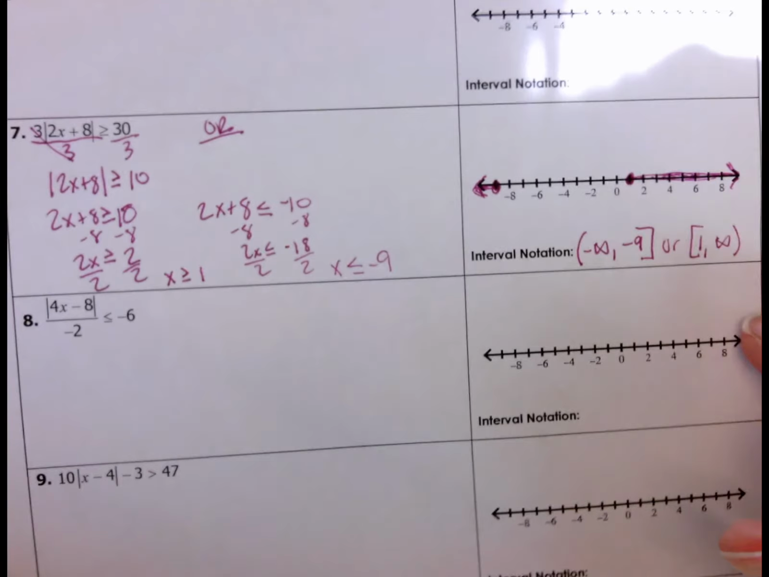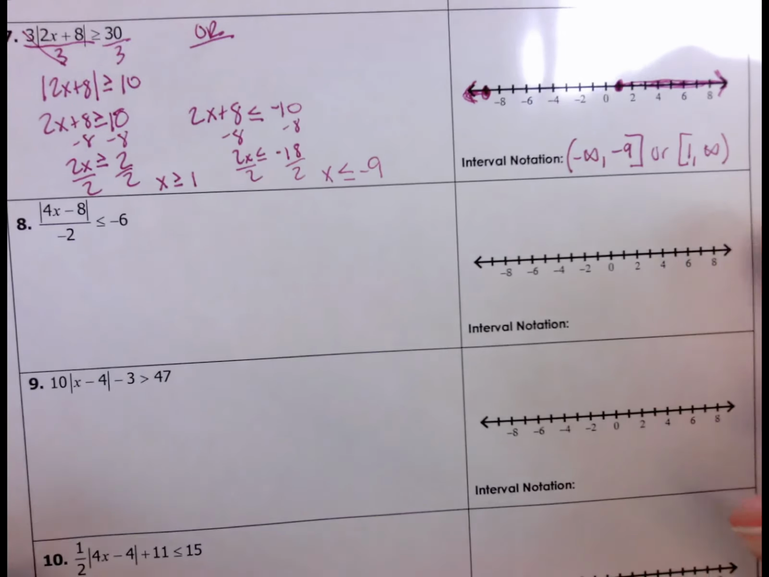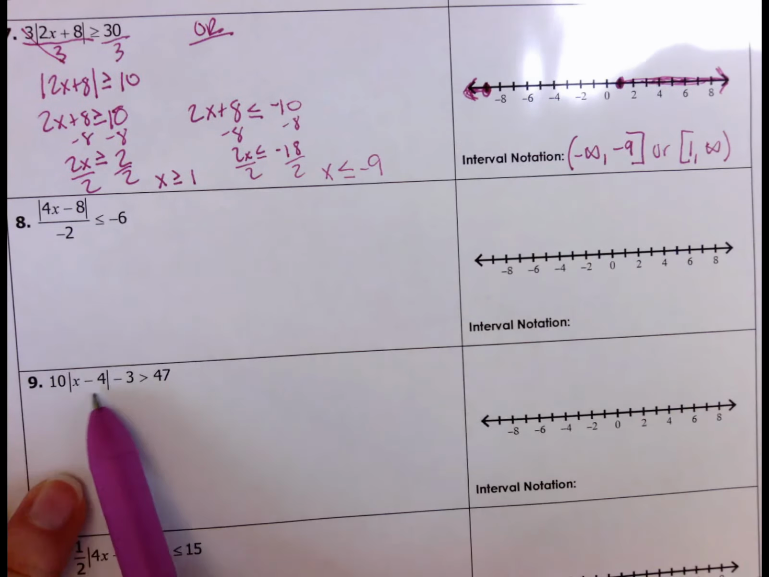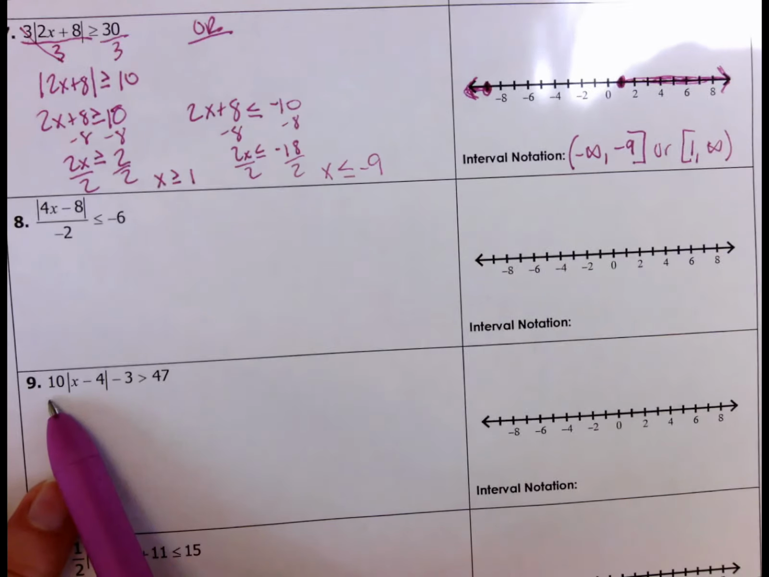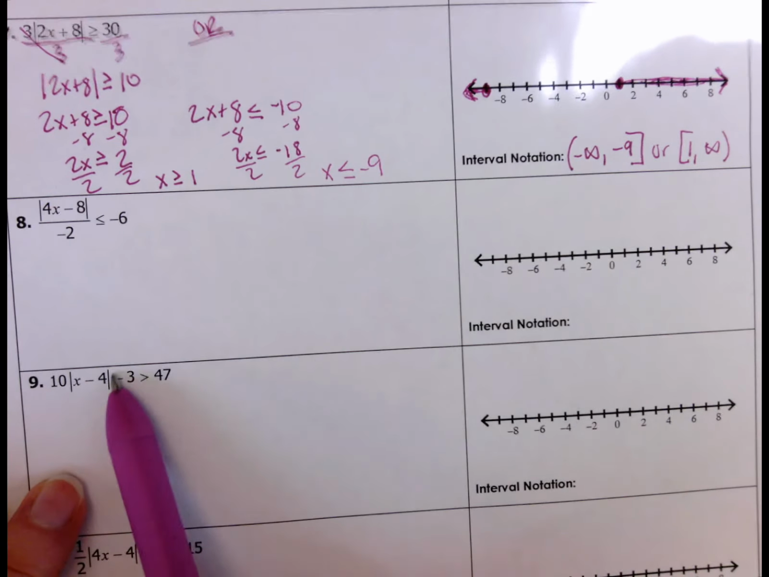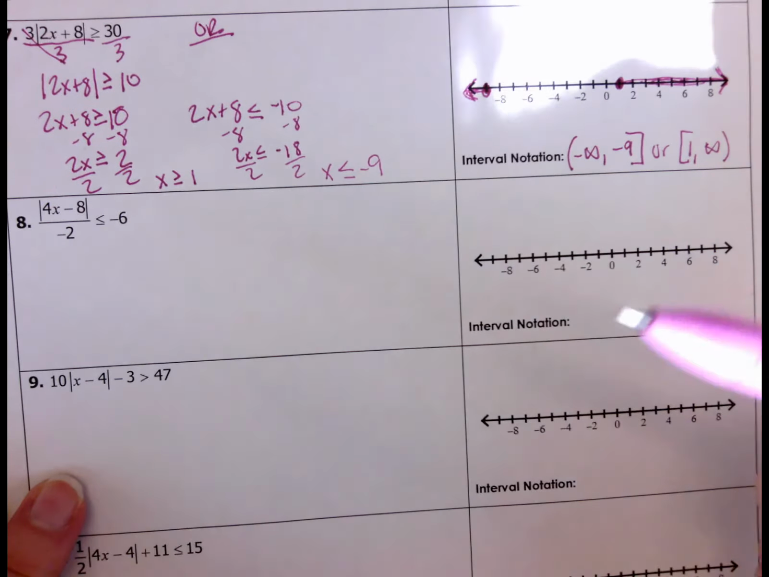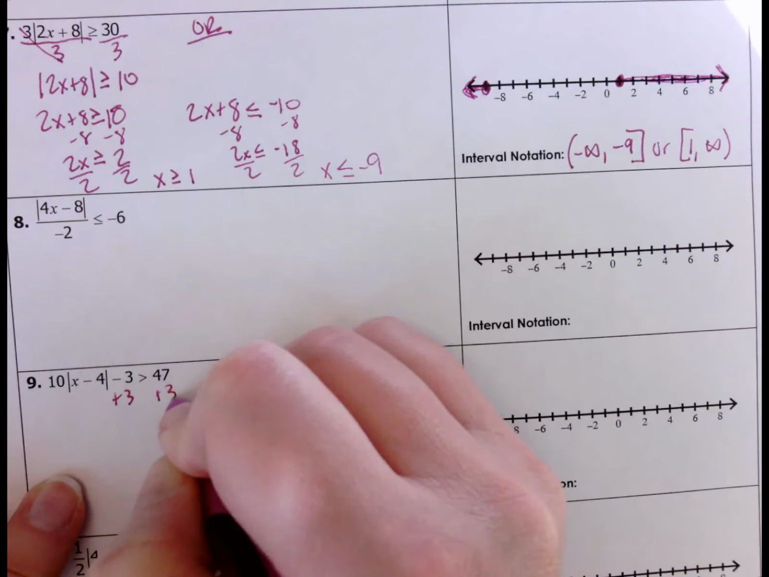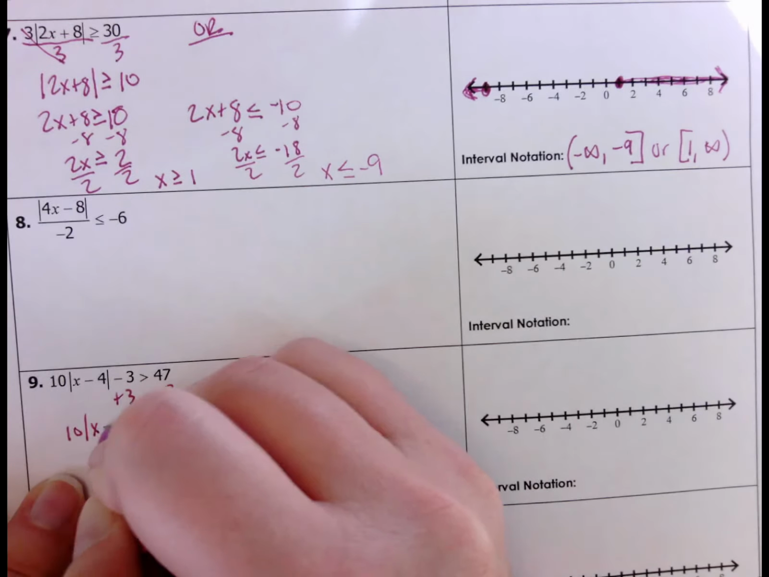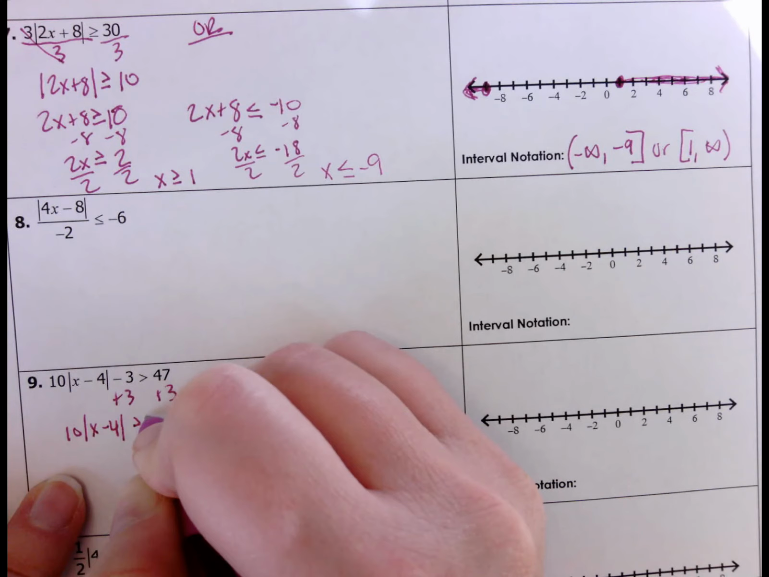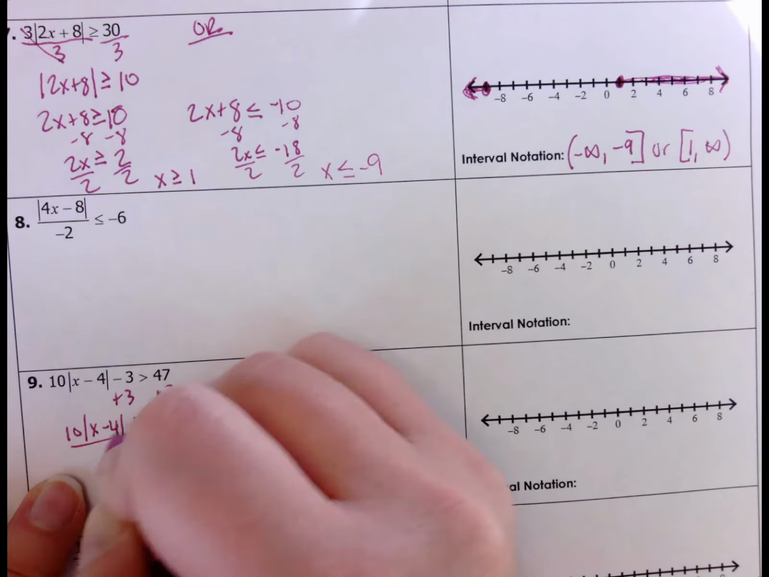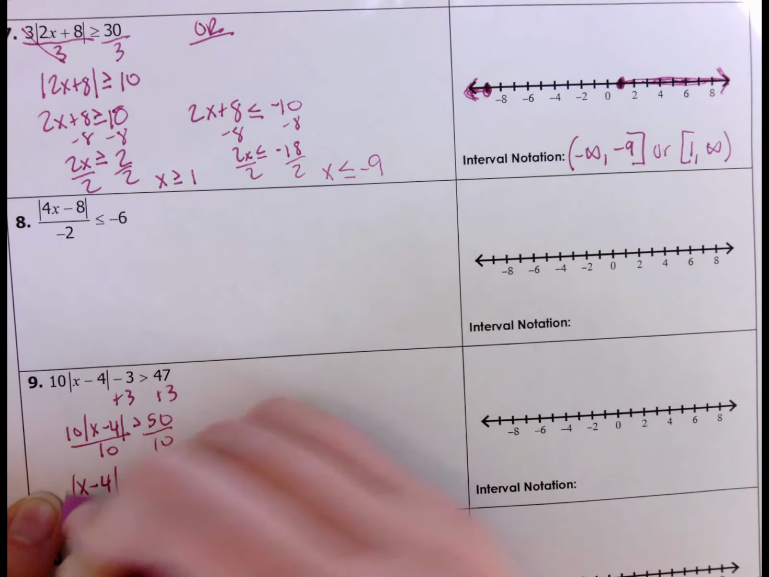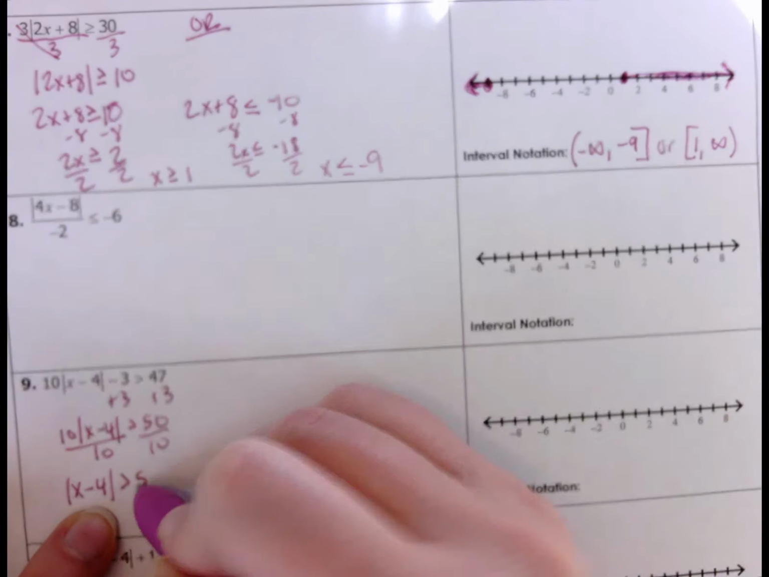And we're going to do one more example together. We'll do number 9, and then you can practice some of these on your own. So on this, we have the absolute value being multiplied by 10 and then subtracting the 3. So we got to take care of the subtraction first. Okay, so that's step 1. We're going to add 3 to both sides. So 10 x minus 4 greater than 50, and then we're going to divide by 10. So we end up with x minus 4, the absolute value of that, is greater than 5.